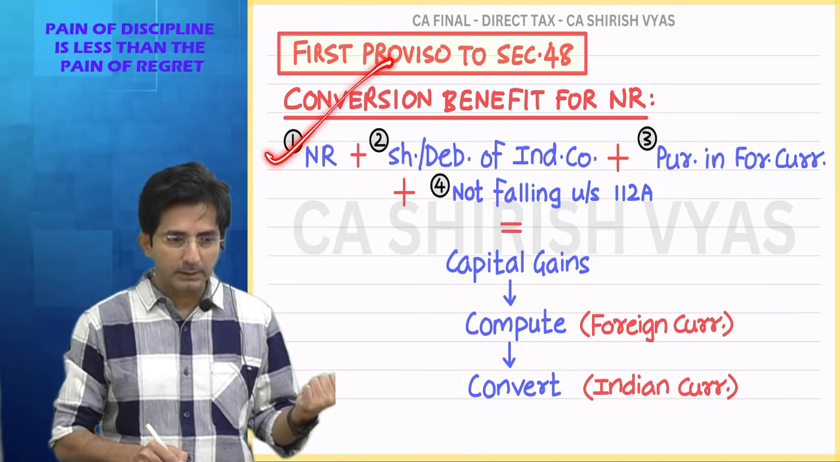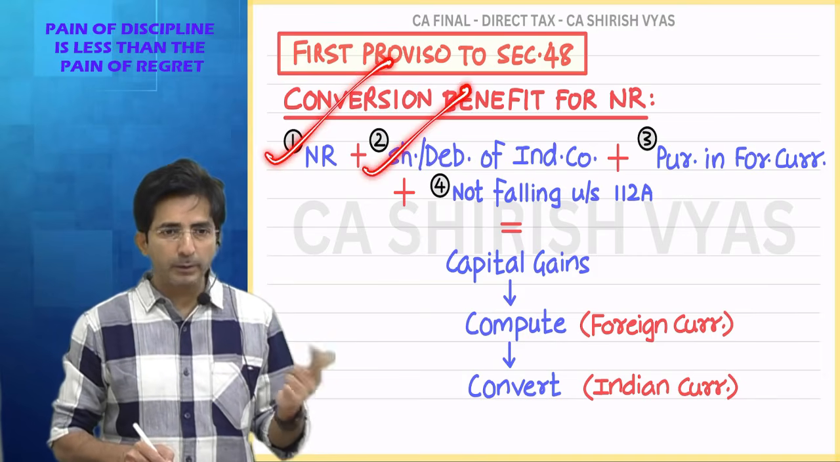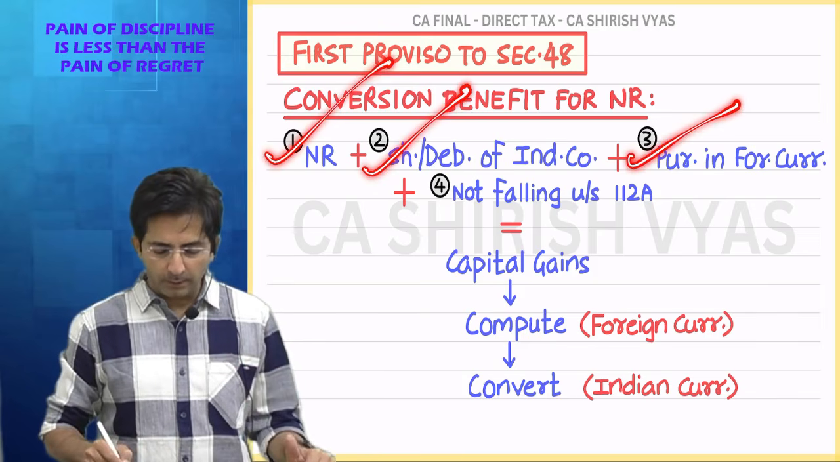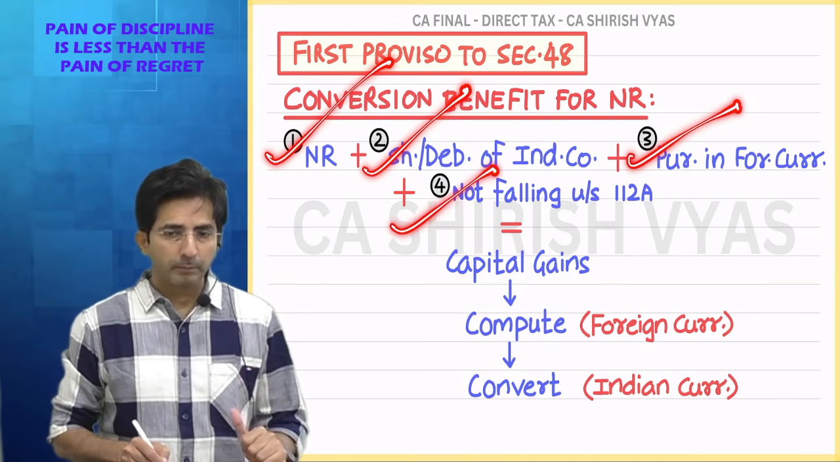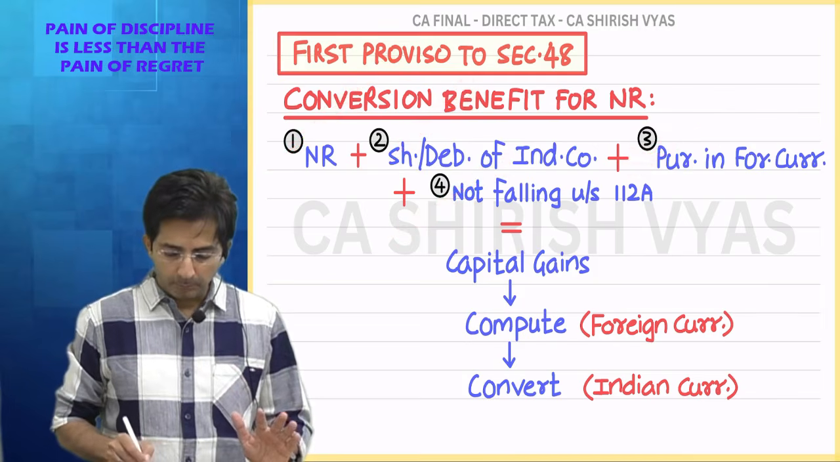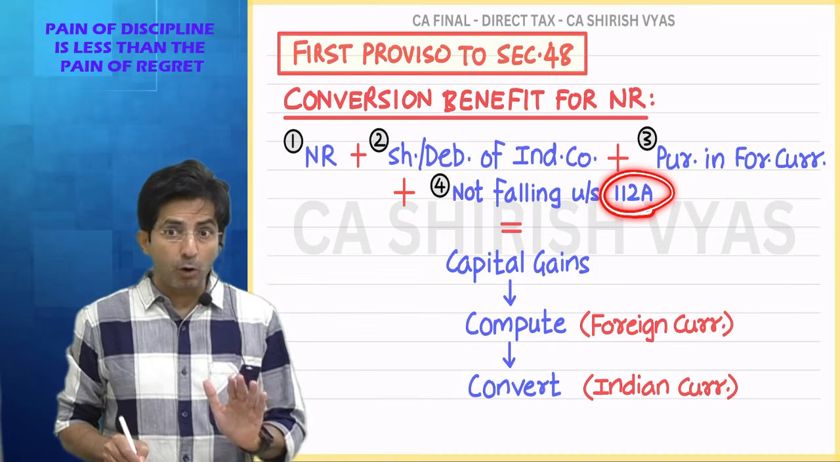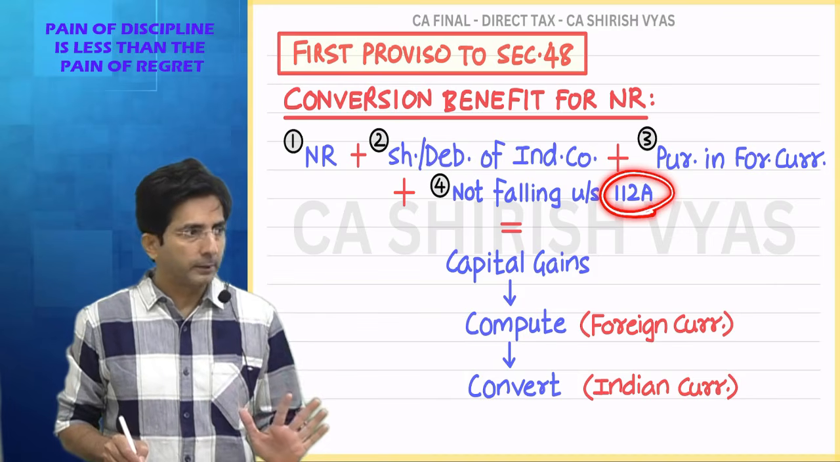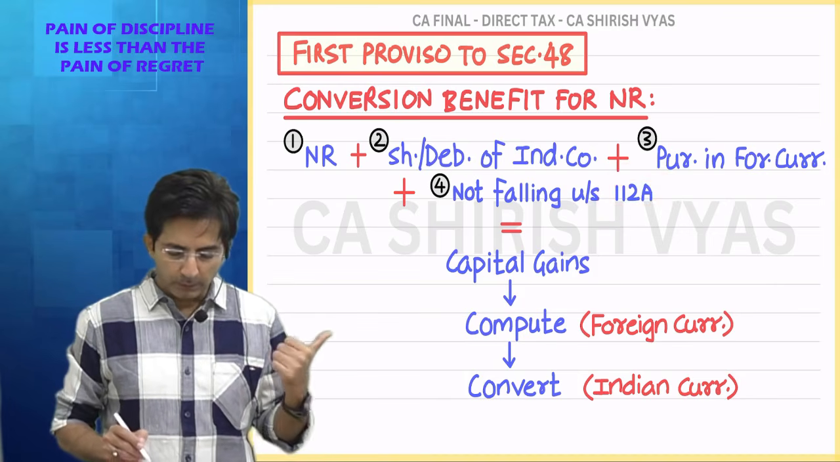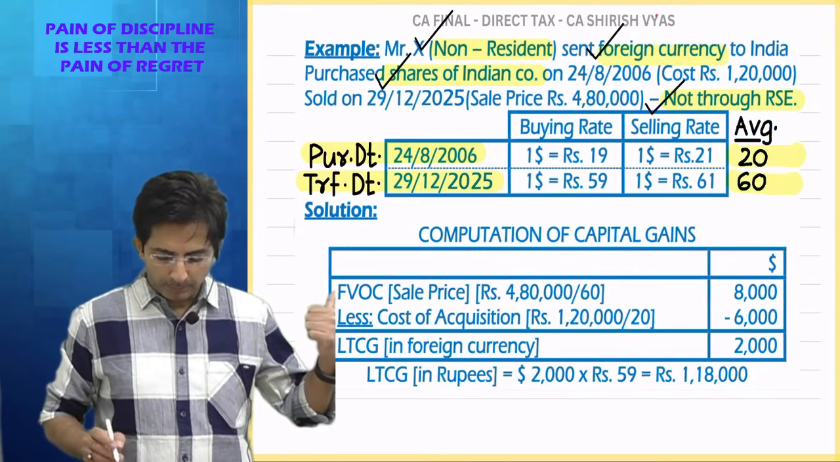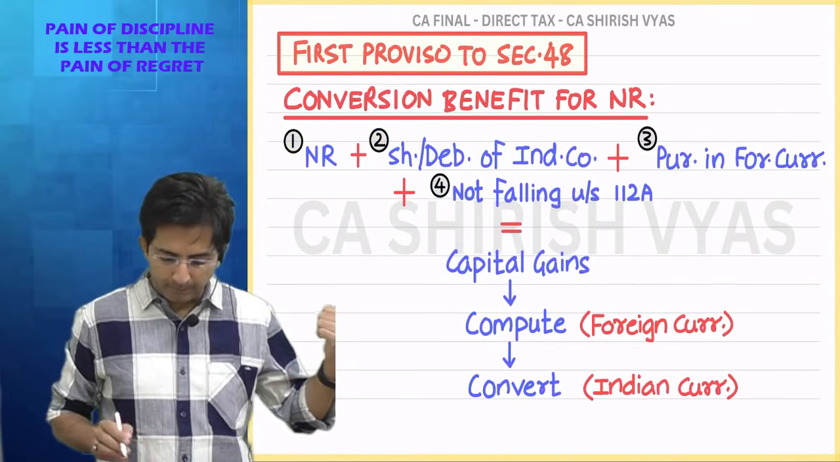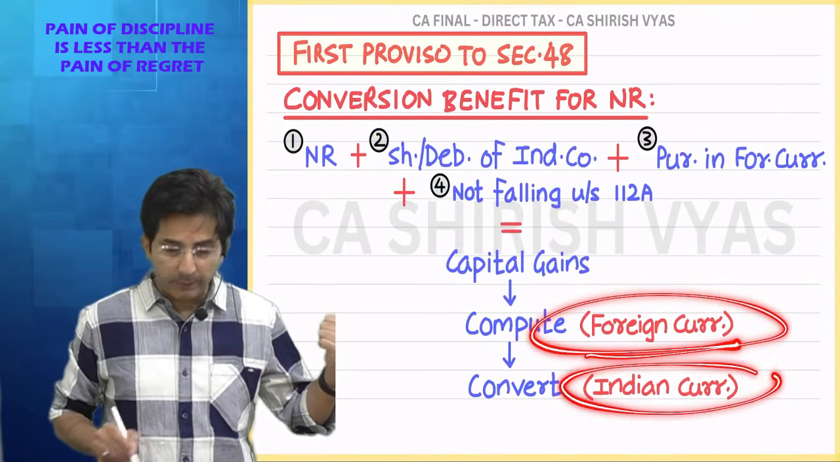Non-resident should be the assessee, shares and debentures should be of Indian company, acquired in foreign currency, and it should not fall under 112A. Means STT paid scenario, it should not fit in. It means 112A means long term with STT paid. It should not be like that. So if all these 4 conditions are satisfied, then we follow this approach: first you will calculate in foreign currency, then convert into Indian currency.